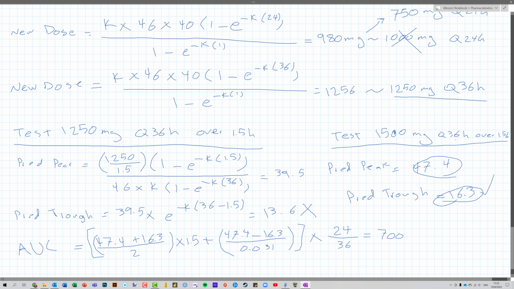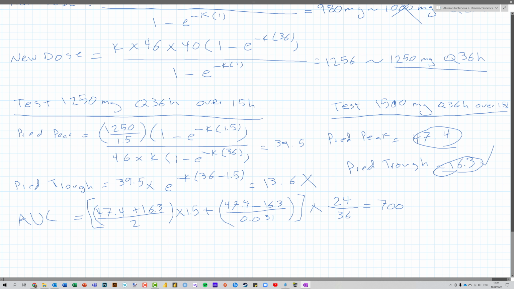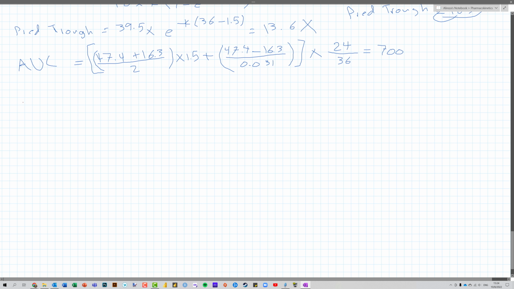But we're not done, because we need to figure out when to give the next dose, because the trough that we had is toxic. So we don't want to just give the next dose right now while the patient's vancomycin levels are in toxic levels. So you do want to calculate when to do that. So, when to give the next dose. You can use the equation C2 equals C1 times e to the negative kt.